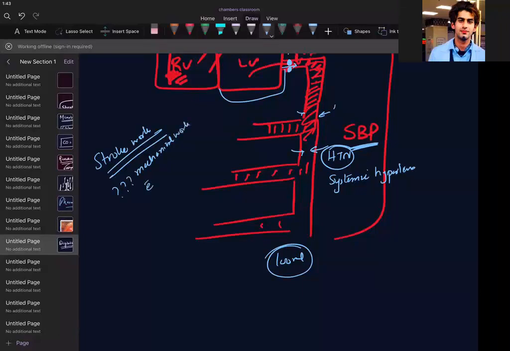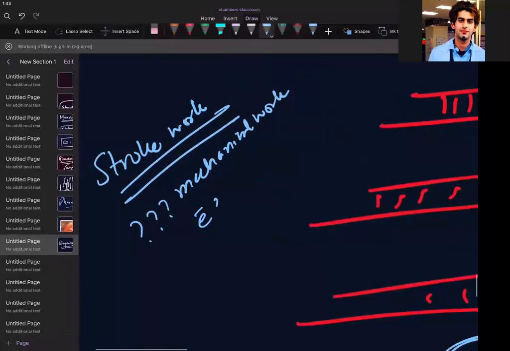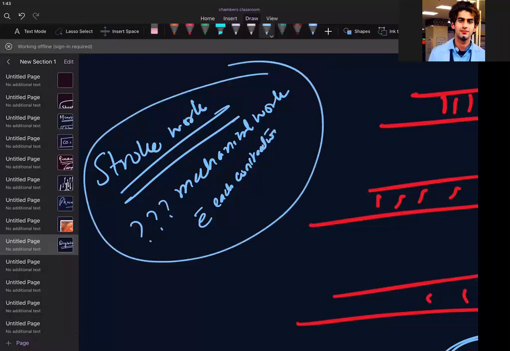Mechanical work with each contraction. Are we clear, guys? So this is the stroke work. And volume you can understand. Volume I have taught you.